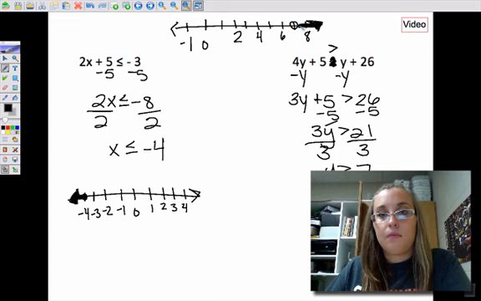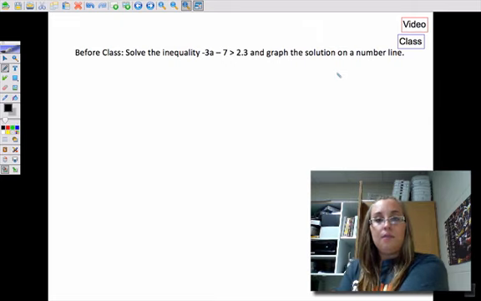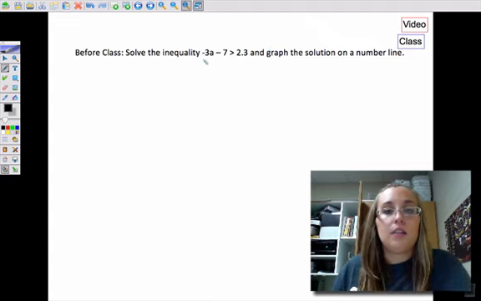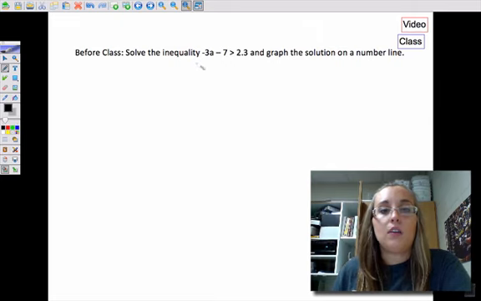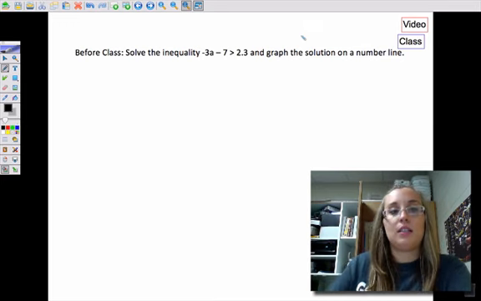Okay? So coming to class tomorrow, you're going to solve an inequality, and you're going to graph the solution on a number line. Your inequality is -3a minus 7 is greater than 2.3. Let's go ahead and solve that. Do not forget that if the coefficient of the variable is negative, you're going to have to flip that sign. The last step, you're going to have to flip it. Okay? So go ahead and solve that inequality, graph it on a number line, and bring that to class next time.